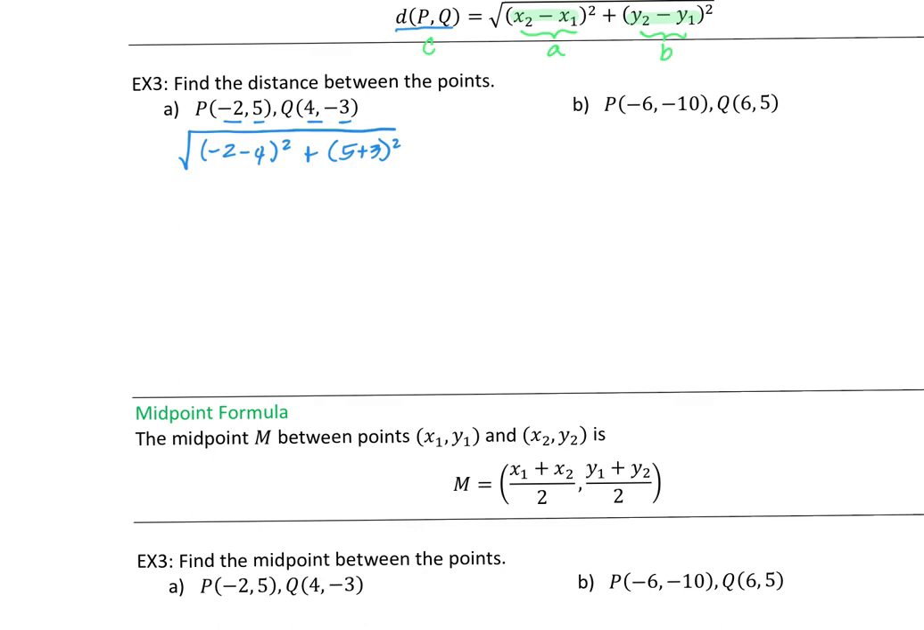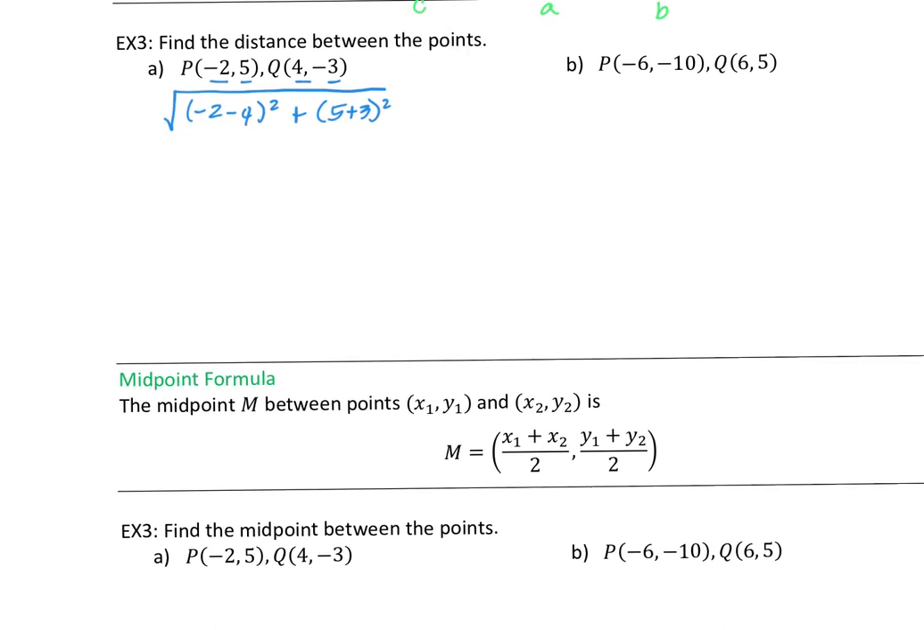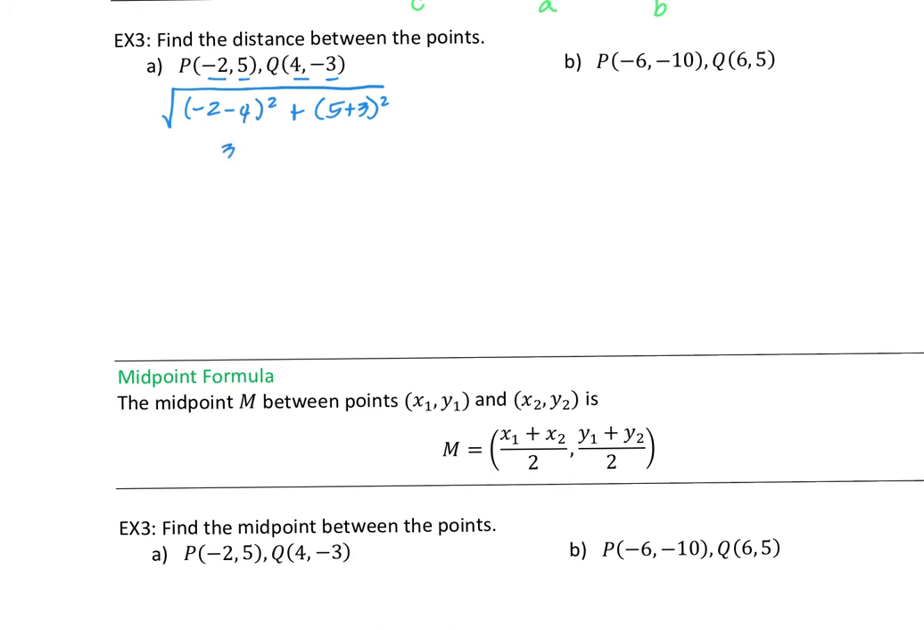So negative 2 minus 4 would be negative 6 squared, or 36, plus 8 squared is 64. I have the square root of 100, which is simply 10. And that would be the distance between these 2 points.